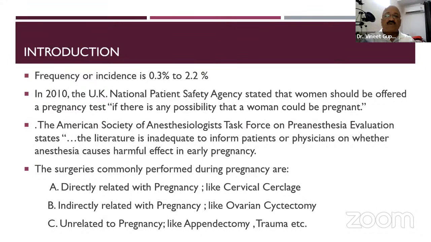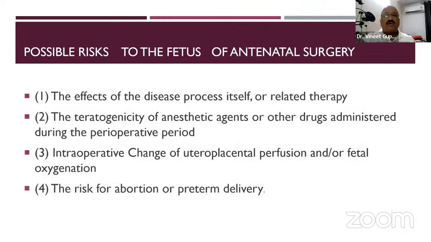The surgeries commonly performed during pregnancy are directly related to pregnancy, like cervical cerclage, indirectly related to pregnancy, like ovarian cystectomy, or unrelated to pregnancy, like appendectomy, trauma, or acute abdomen. Possible risks to the fetus of antenatal surgeries are the effect of the disease process itself or related therapy, and the teratogenicity of the anesthetic agent or other drugs administered during the perioperative period.